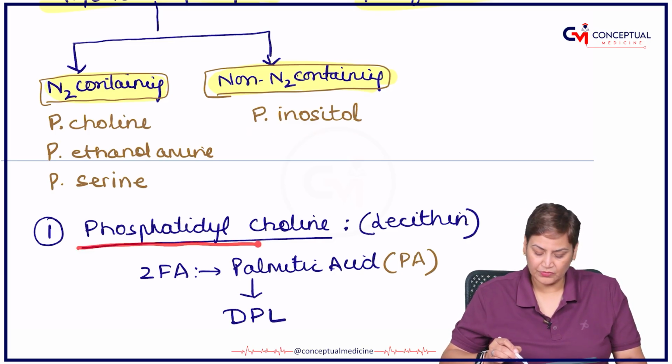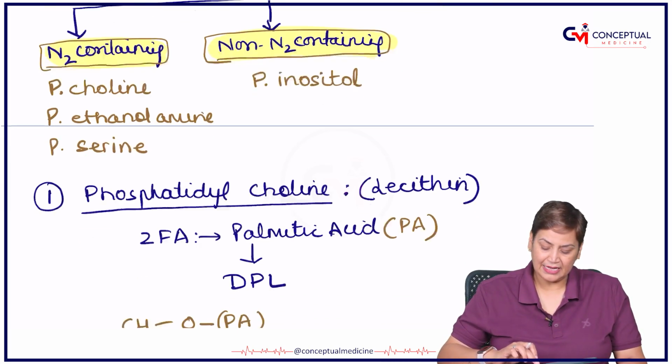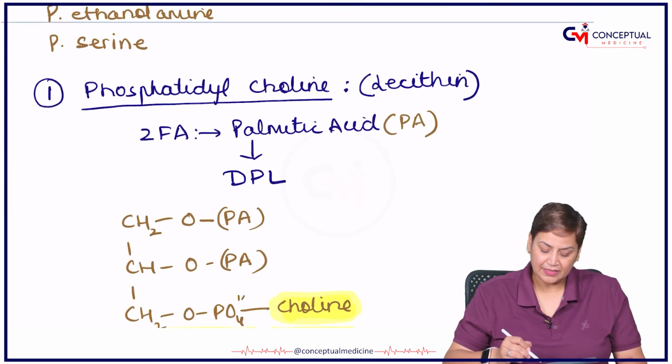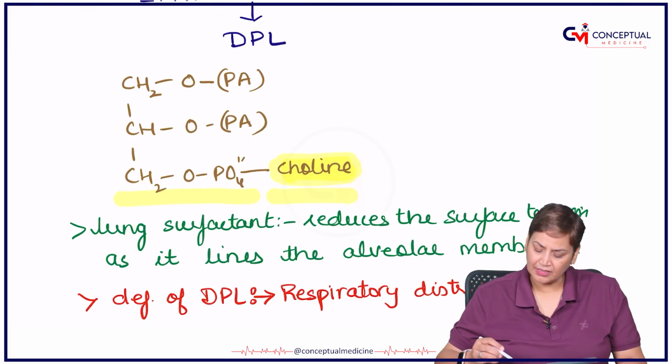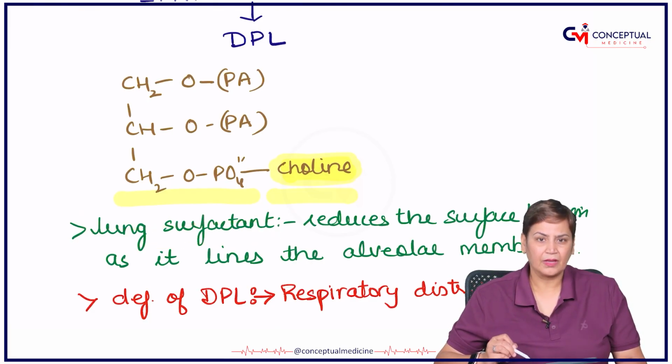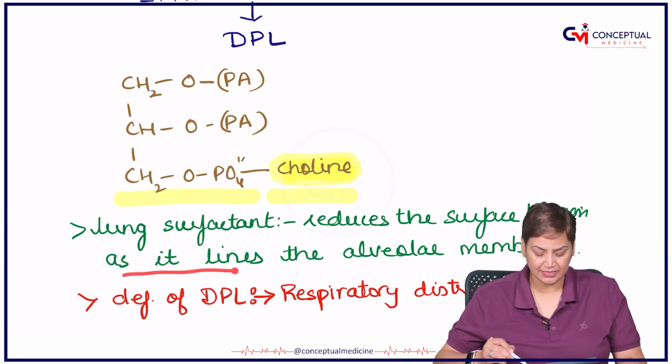If we talk about phosphatidylcholine, I told you lecithin is the common name, and an example of lecithin is DPL, which is the most common lung surfactant. Very, very important. What is the function of lung surfactant? It reduces the surface tension as it lines the alveolar membrane.